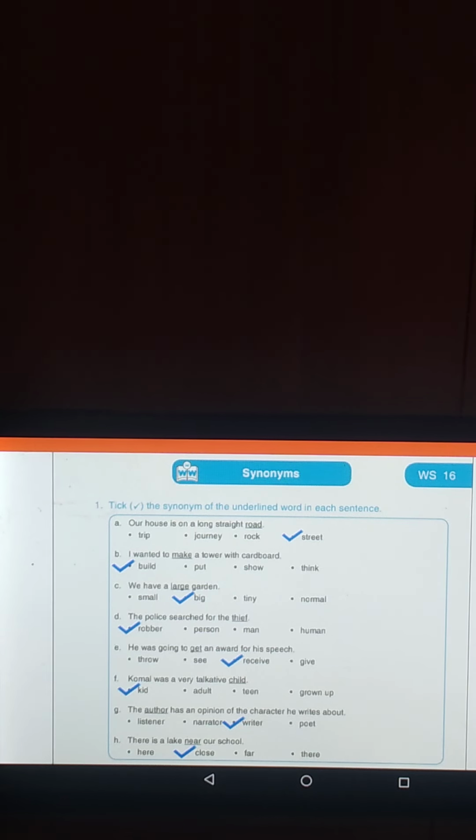Children, check out the correct answers of the given words, children. So have you all checked it out? If there are any mistakes, change it now itself. Okay children, let's move on to the next concept.